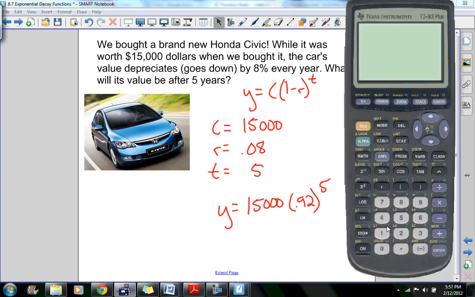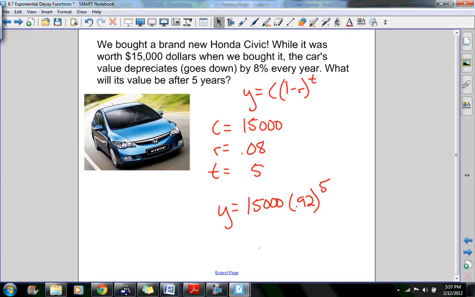Calculator time. We get 15,000, parentheses, 0.92 raised to the 5th. And our car's value after 5 years is a shockingly bad $9,886 about. Which is a value decrease of a full third. Pretty awful, okay? But that's actually accurate. That's how fast cars do decrease in value.